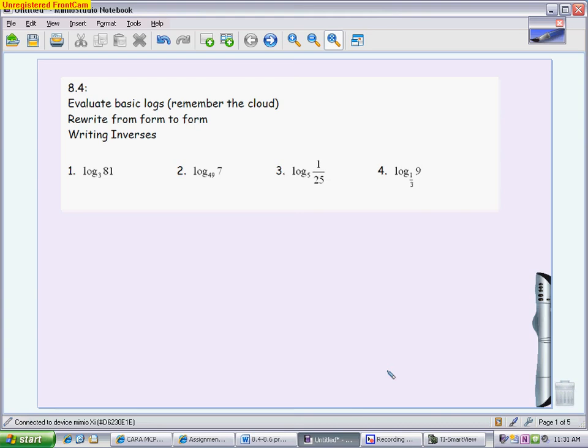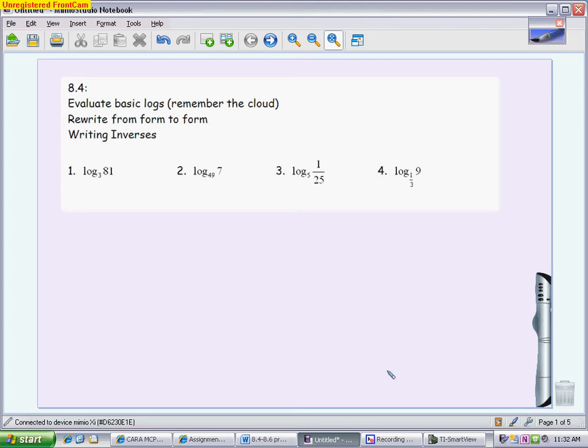This video is going to review everything we did in 8.4, and 8.4 was all an introduction to logarithms. So I put some of the basic skills that you should have on the top of the screen that you're looking at. You should be able to evaluate basic logs, and we're going to review that cloud process. You should be able to switch from form to form, so going from exponential form to log form, or from log form to exponential form, and you should be able to write inverses.